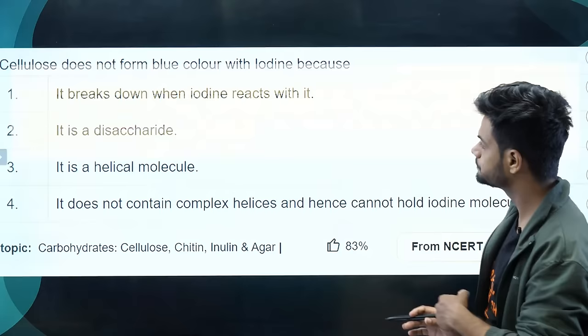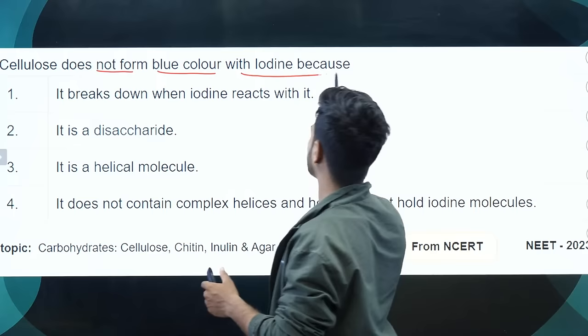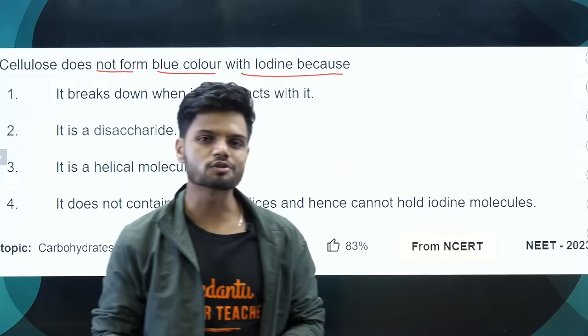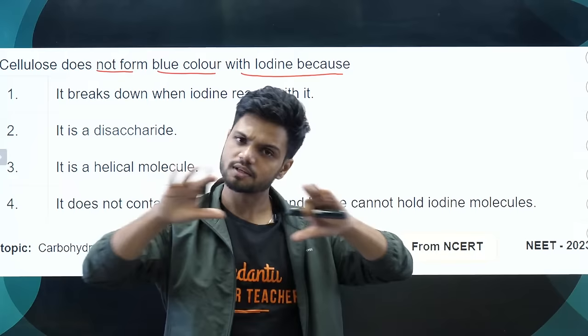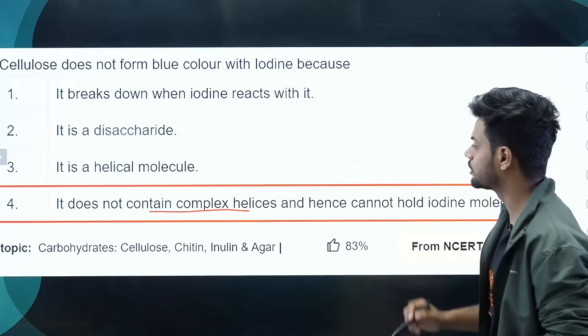Next question. Cellulose does not form a blue color with iodine. Very simple, because cellulose does not have side branching. Cellulose is very straight, beta-1,4 linkage. But in amylopectin, we have alpha-1,6. In cellulose, we do not have alpha-1,6. It does not form any helicals. It does not contain complex helicals and hence cannot hold iodine molecules.